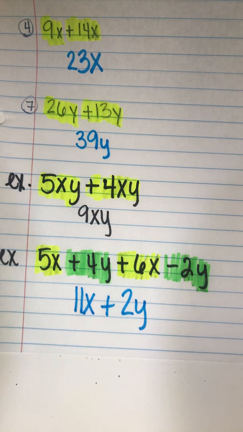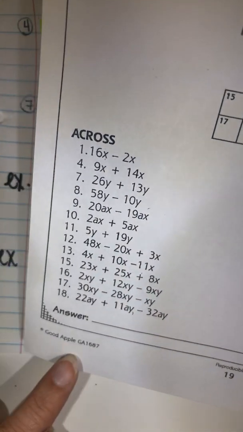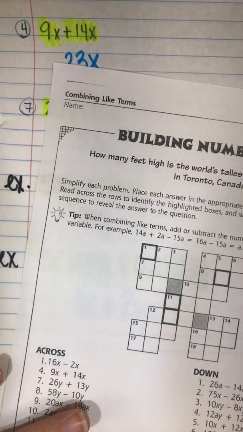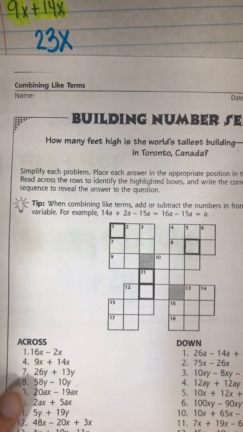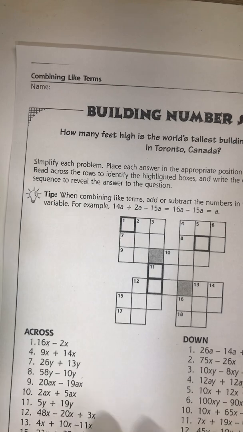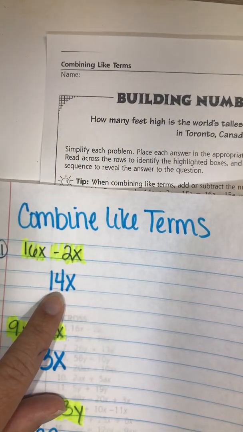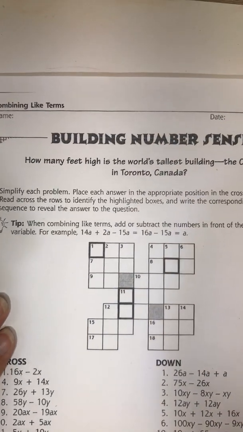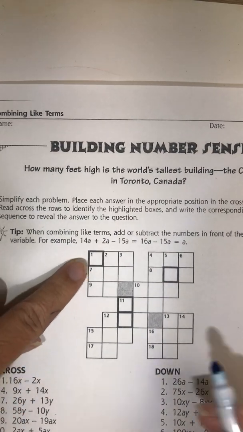So looking at our assignment for today, building number sense, and it has come to us from The Good Apple. Found this online for us. We are going to look at our answers here. Number 1 was 16x minus 2x. We found that to be 14x. So I'm going to look at one across. This is a crossword puzzle. So it was 14x.